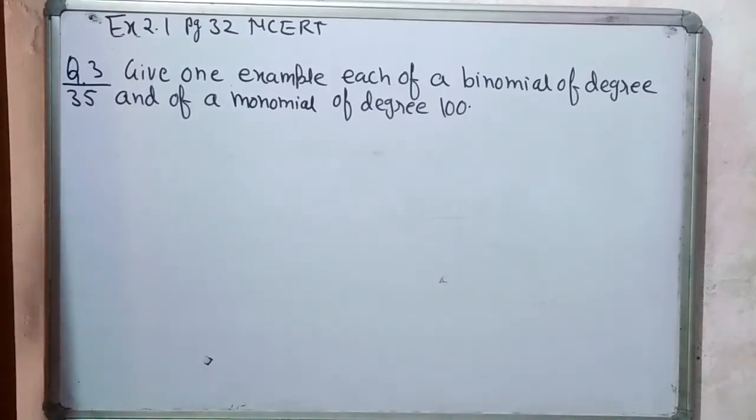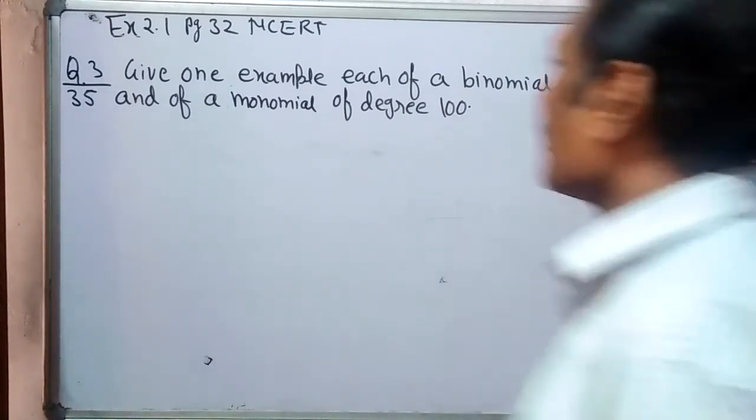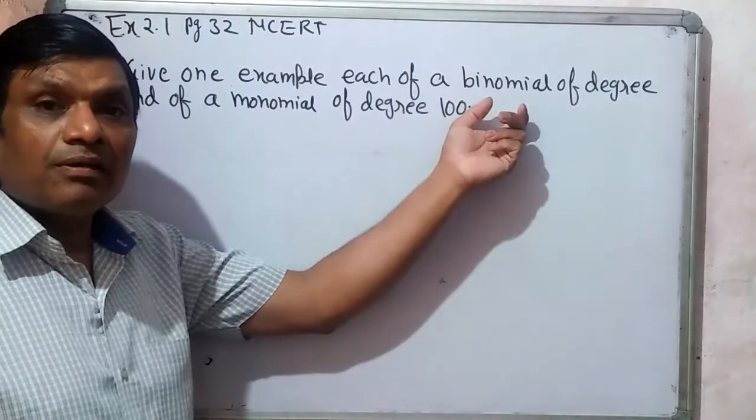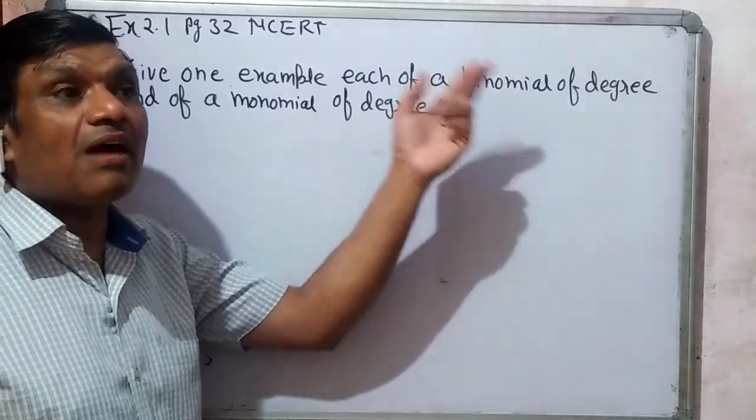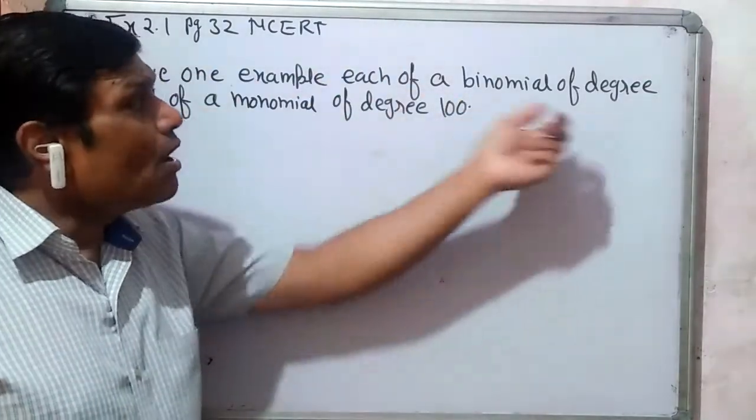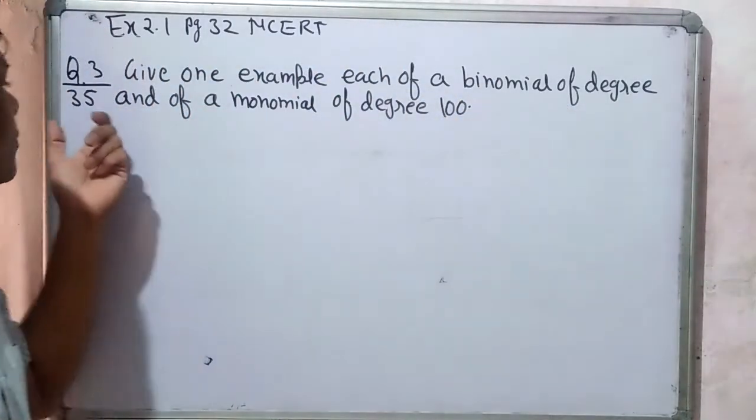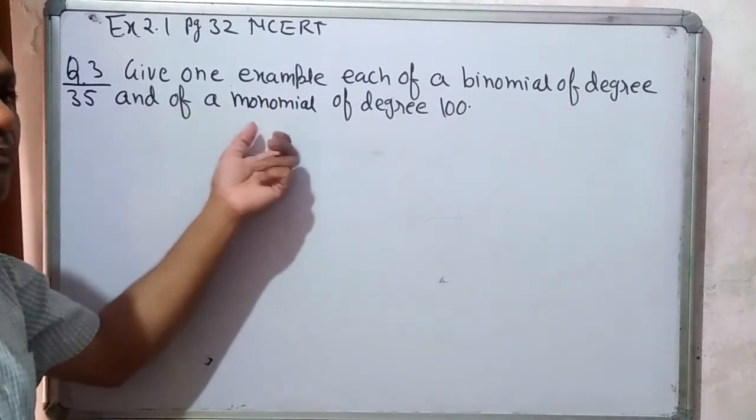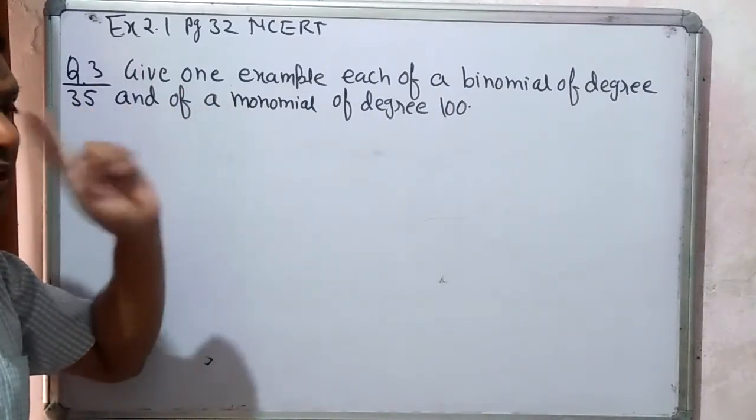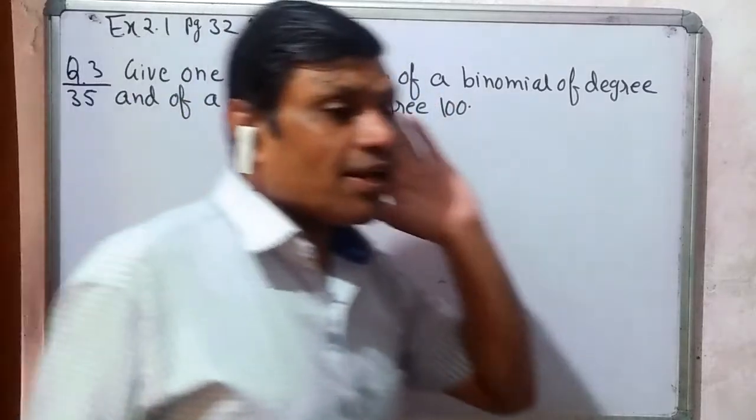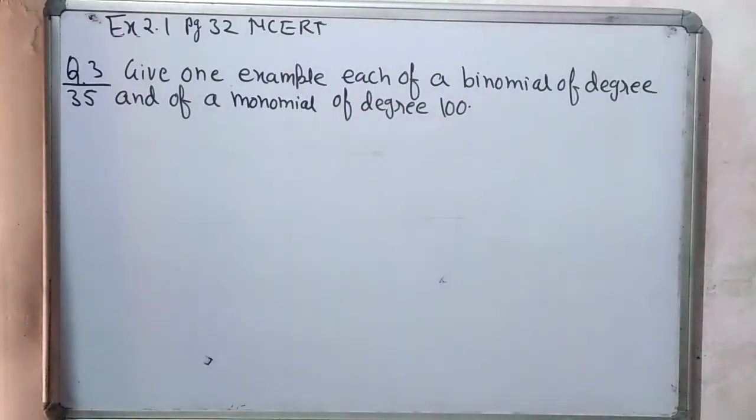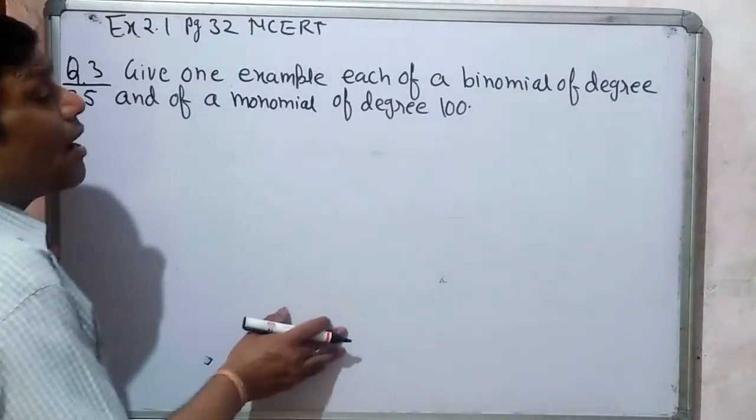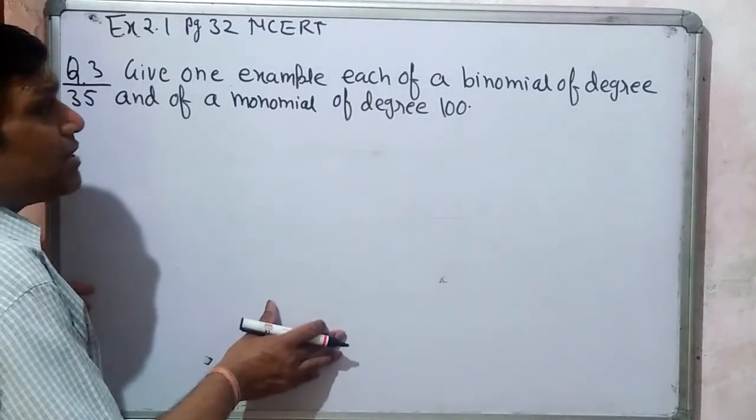The next question, students, is question number 3. Give one example each of a binomial, meaning a polynomial having 2 terms, that should be of degree 35, and of a monomial, meaning a polynomial having only 1 term, of degree 100. So we can give so many examples. Why can we give so many examples?